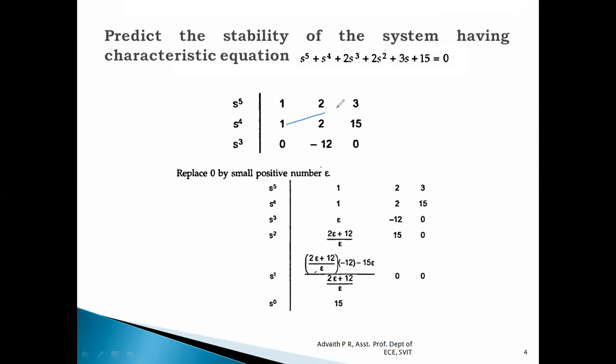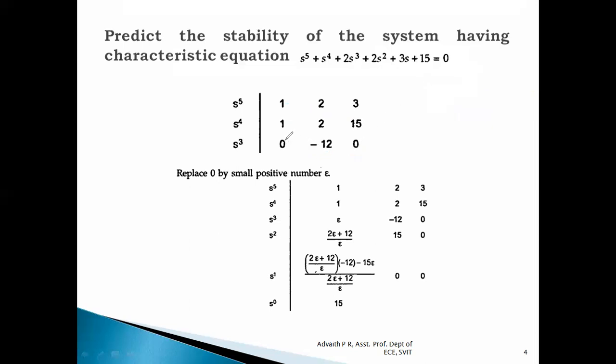Next, 1 multiplied by 3 is 3, minus 1 multiplied by 15 is 15, divided by 1. So 3 minus 15 is minus 12. So the value which we get is minus 12. After this, we don't have any more elements here, so those will be considered as 0. Anything multiplied by 0 is 0.